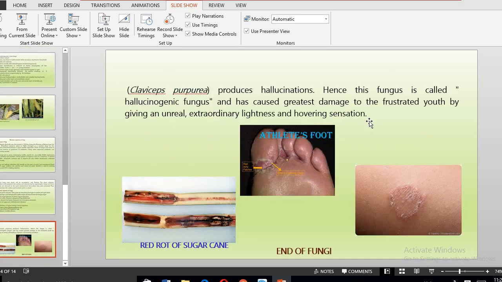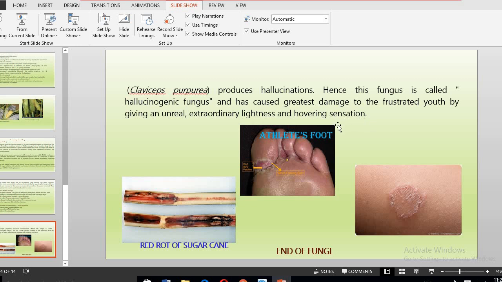Claviceps purpurea also produces hallucinogens, and these hallucinogens are the ones responsible for hallucinations, and that's why they are referred to as the hallucinogenic fungi. They cause a great damage to frustrated youths because these are used like drugs. They give the youths a feeling of an unreal, extraordinary lightness that gives them a hovering sensation. They are very psychoactive, and they give you hallucinations.